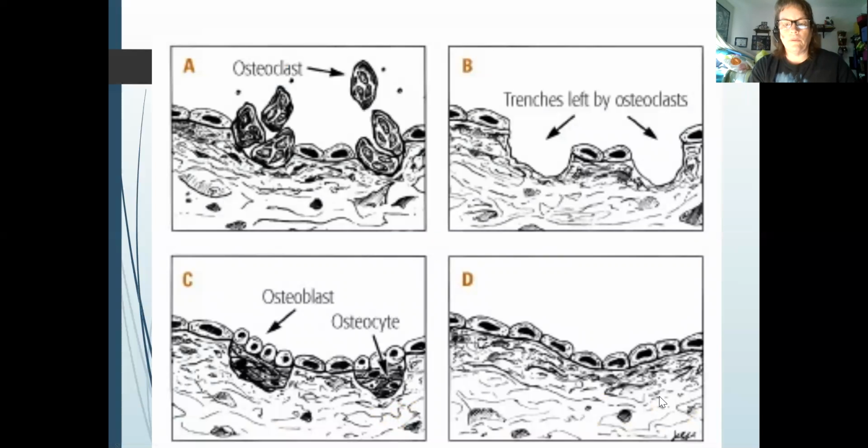Okay, here's just another picture showing, again, osteoclasts that have come in, and this is on a very microscopic level. So it's not like you're getting huge holes eaten in your skeleton. And again, this is uniform throughout your body. So these are just little tiny microscopic trenches left by the osteoclast, where it released some of the calcium. And then you have the osteoblasts come in and start building the bone back to fill those trenches.